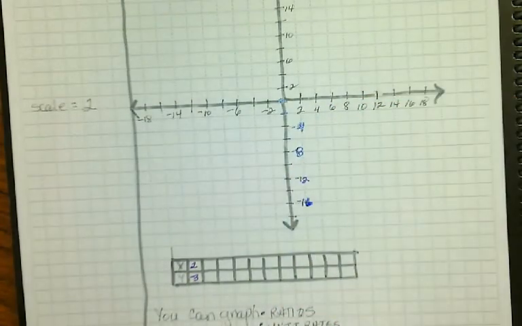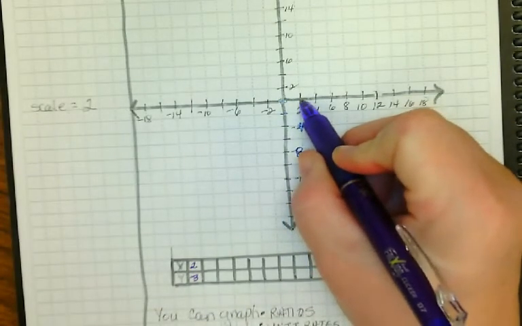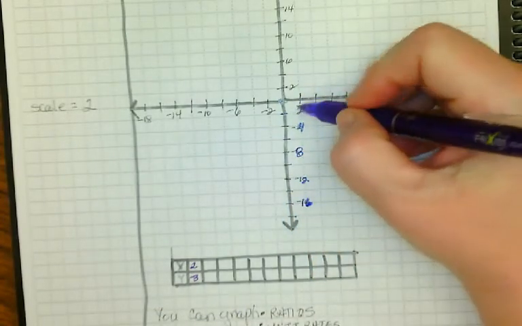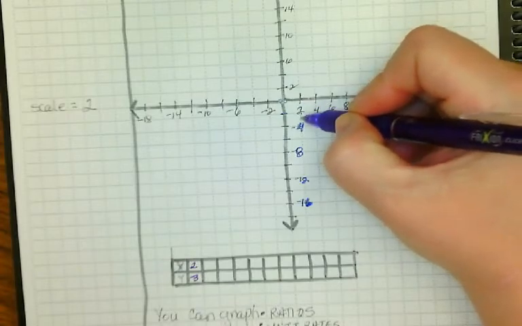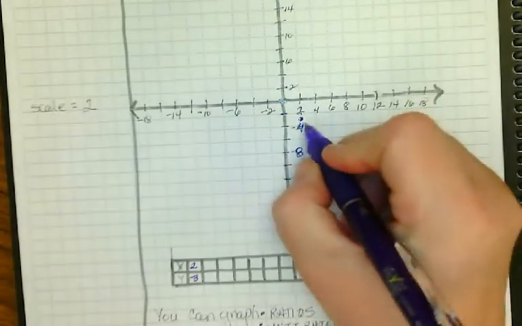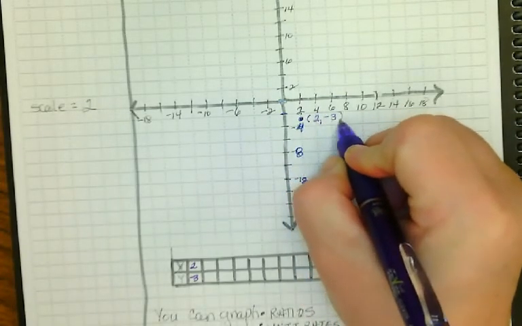All right. So 2, since our scale is 2, we're going to go to the first number, or the first line, and then we have to go to -3. Well, there's -2, so -3 would be halfway between. So this dot is 2, -3.